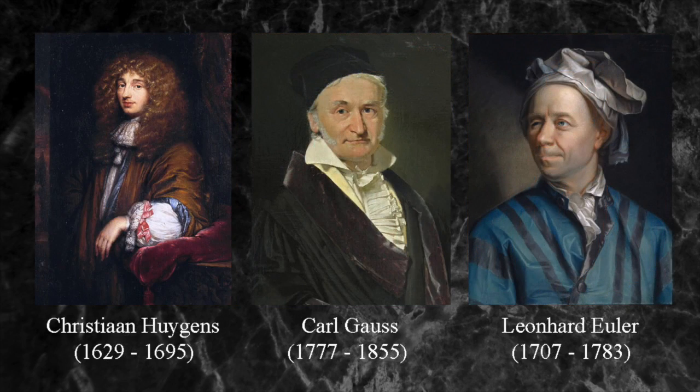At about the same time in Holland, Christian Huygens made practical use of continued fractions in his designs of scientific instruments. Later, in the 18th and early 19th centuries, Carl Gauss and Leonhard Euler delved into many of their deeper properties.